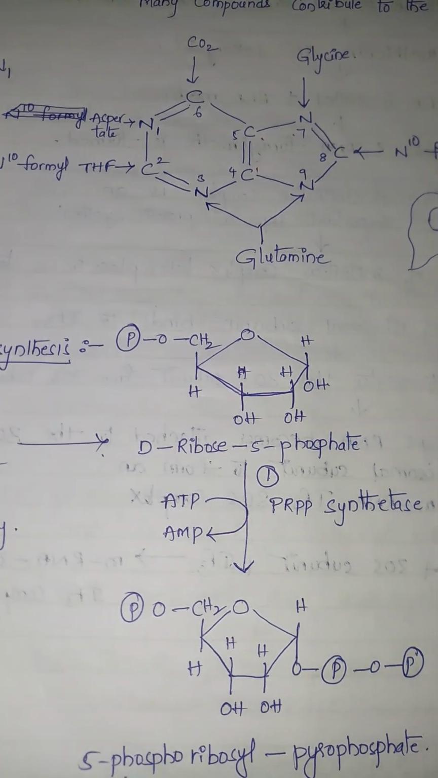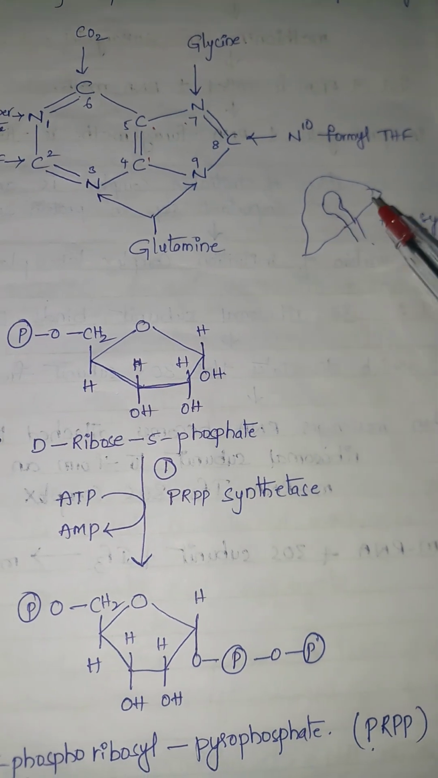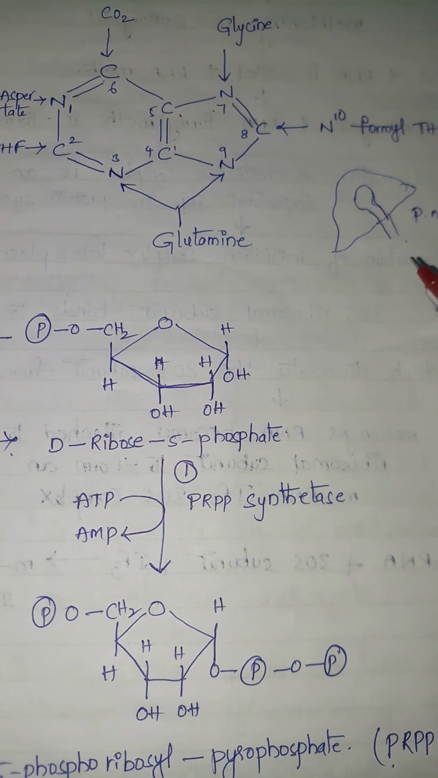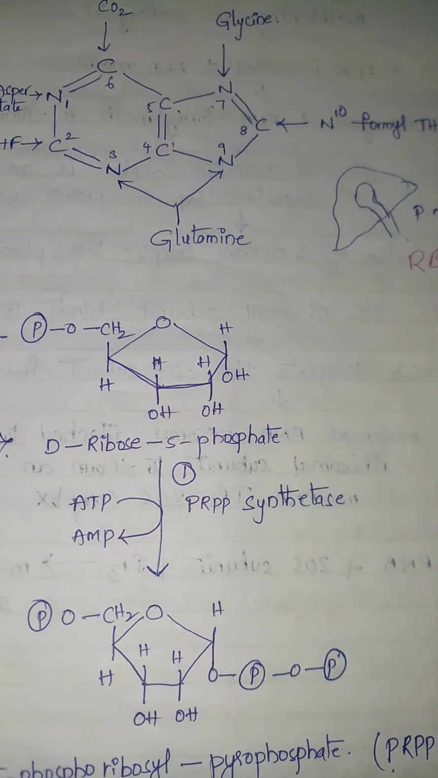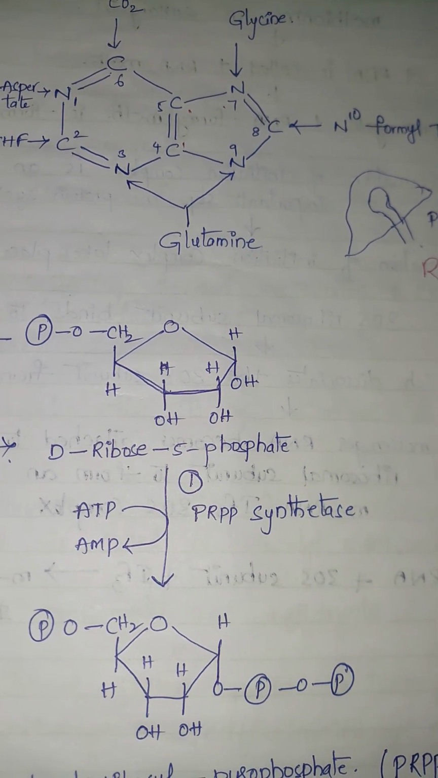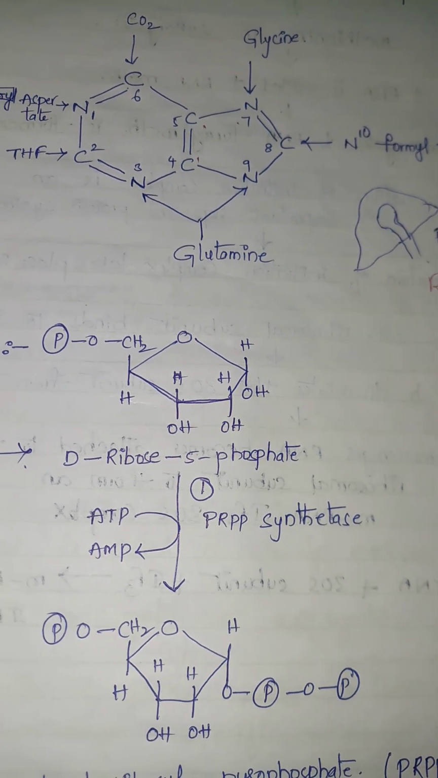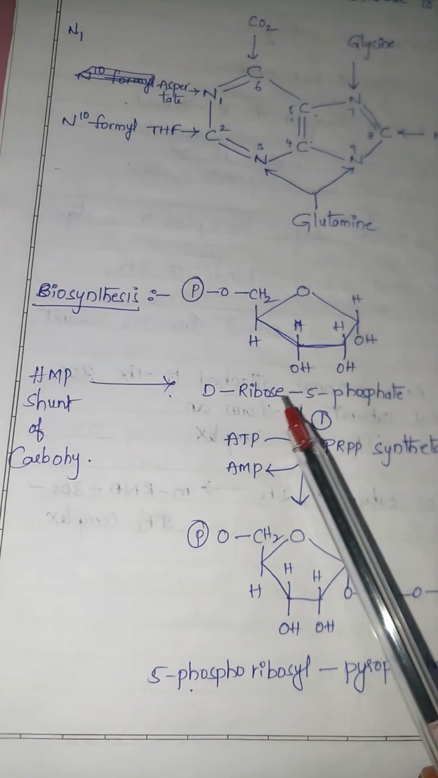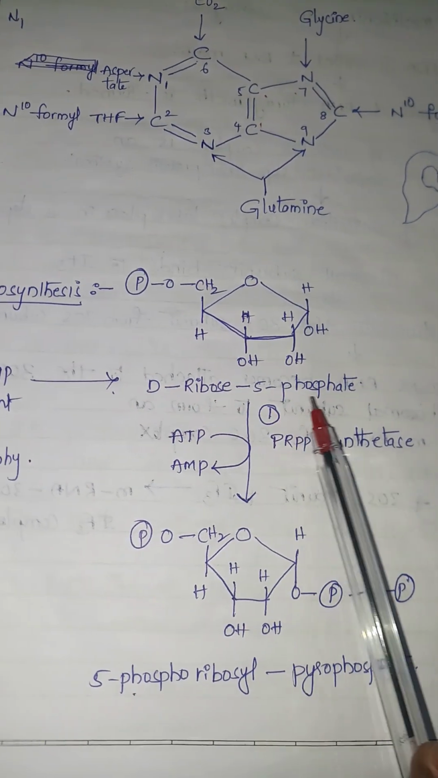For that, we have to discuss one point. The liver is the major site for purine nucleotide synthesis. Erythrocytes (RBC), polymorphonuclear leukocytes and brain cannot produce purine. Only the liver can synthesize purine nucleotide. So the starting material of purine nucleotide biosynthesis is ribose 5-phosphate.